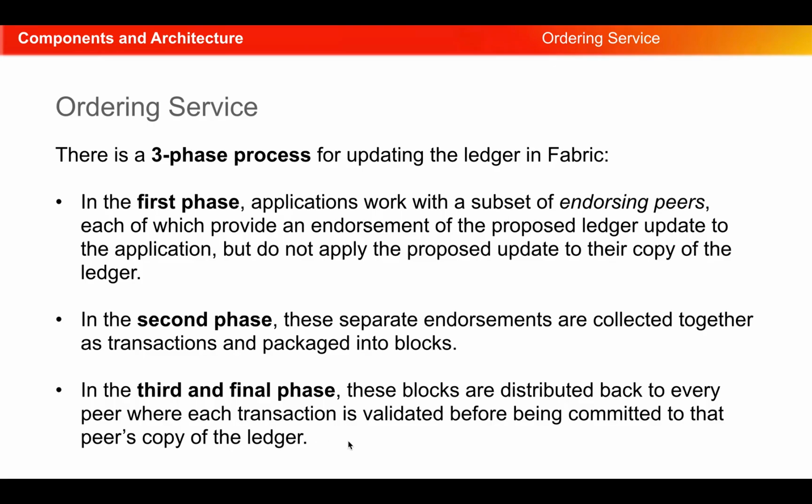In the third phase, when it receives the block and that block is circulated by the orderer, at that time each transaction is validated and later it is committed to the peer's copy of the ledger. These are the phases that have to be gone through for updating the ledger in Fabric.